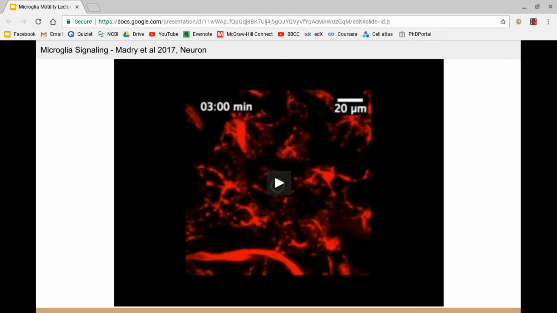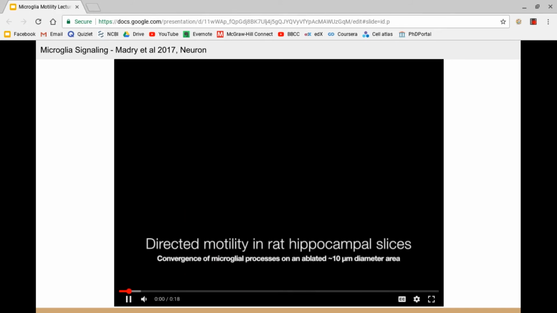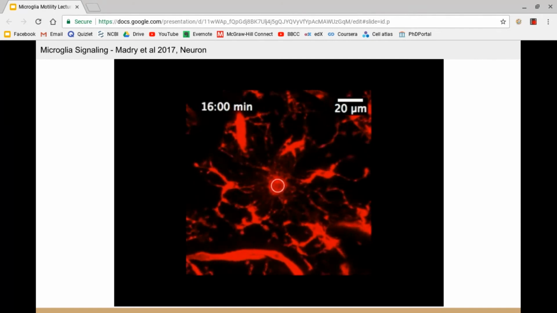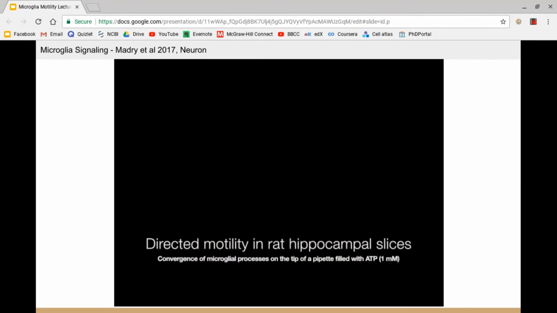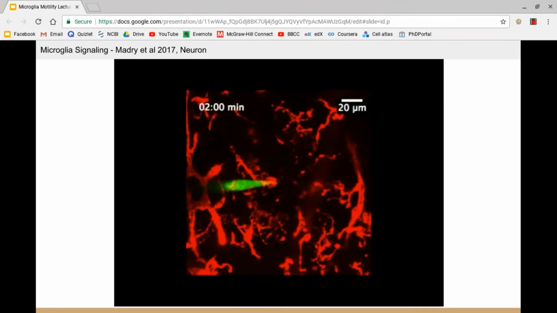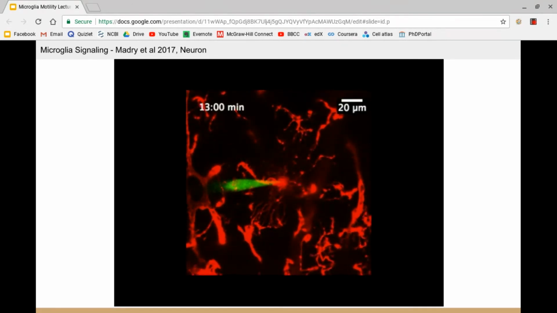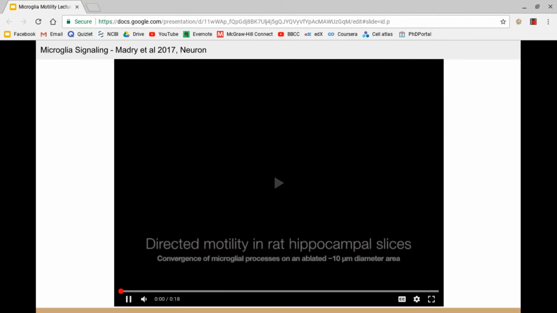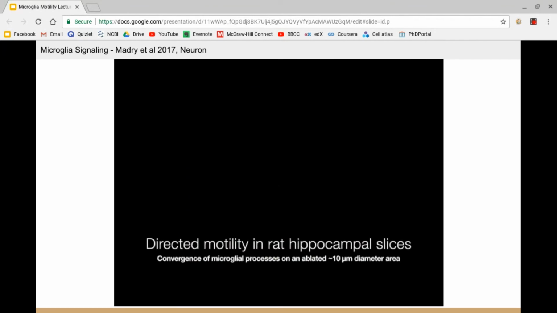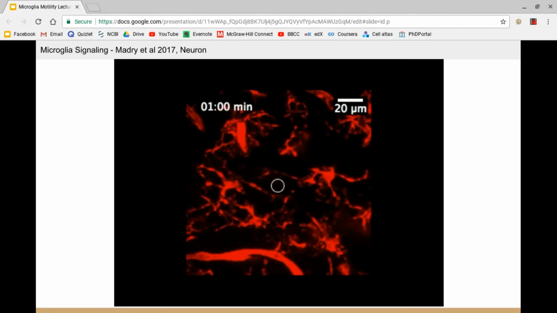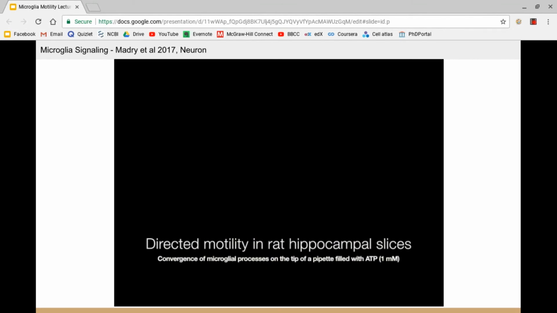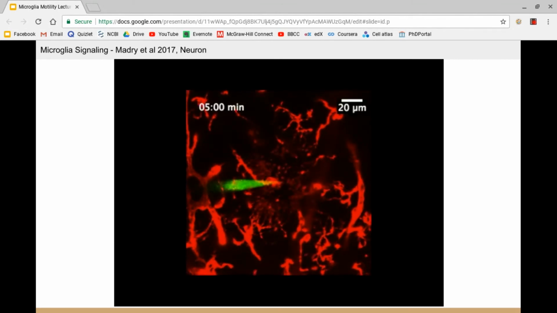So in this slide, I'm going to show you a video from the paper. These are microglia, directed motility in rat hippocampal slices. These are live microglia, and they induce damage using a laser. Right there, that's where the damage is induced using a laser. And here, they are supplying the cells with ATP. You can see that's the pipette in green, releasing ATP. This recruits the microglia. So again, we have a laser inducing damage in a roughly 10 micron location, recruits microglia. And then we see ATP recruiting the microglia as well.